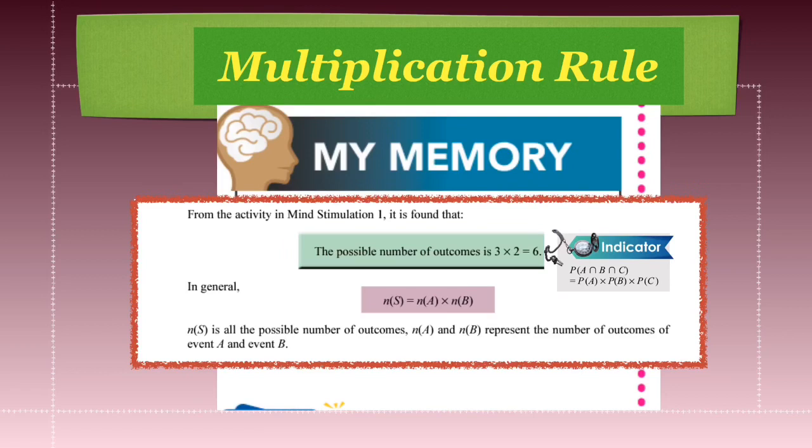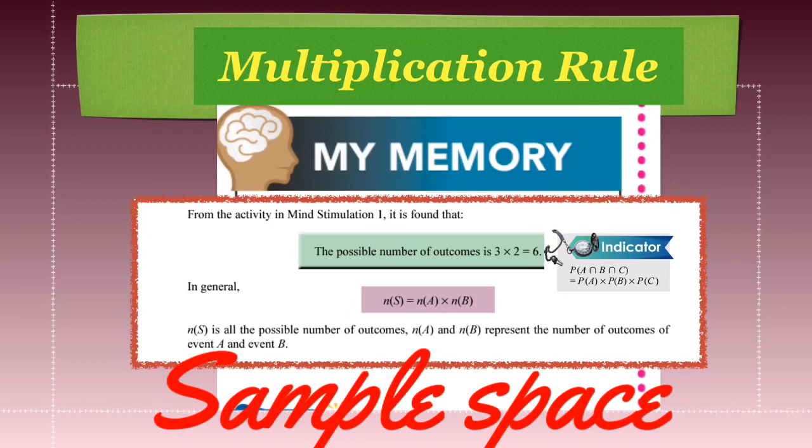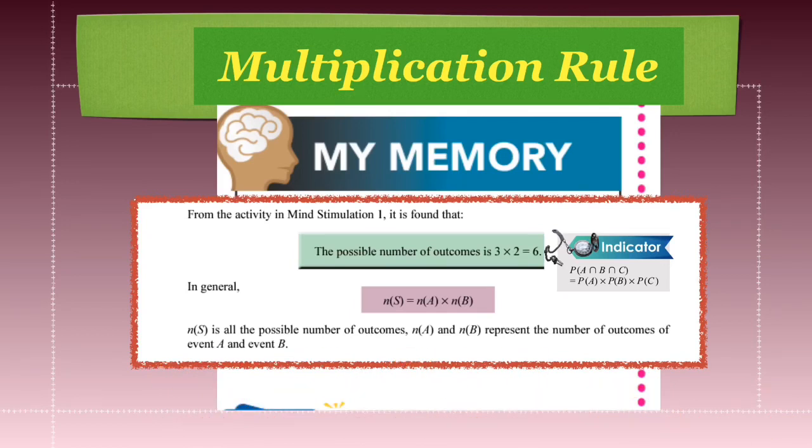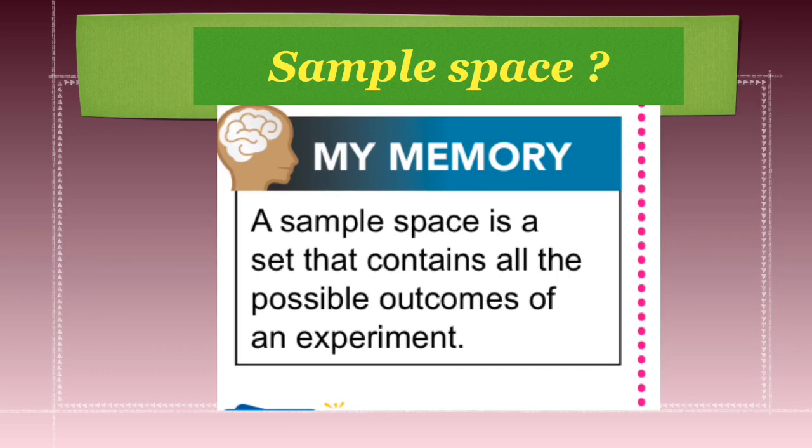The possible outcomes of any event follow the multiplication rule. So the number of the sample space is equal to the number of event A multiplied by the number of event B. S is all the possible number of outcomes, and the number of event A and the number of event B represent the number of outcomes of event A and event B. A sample space is a set that contains all the possible outcomes of an event.